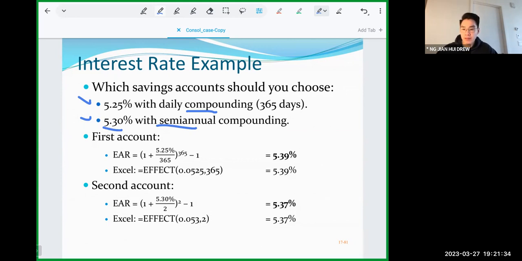Are these period rates? Nominal rates? So these are nominal rates, right? These are not period rates. So how do you get the period rate? Let me just recap the formula. If you want a period rate, it's 5.25 divided by 365. So this is a period rate.